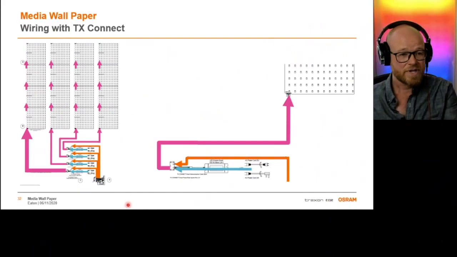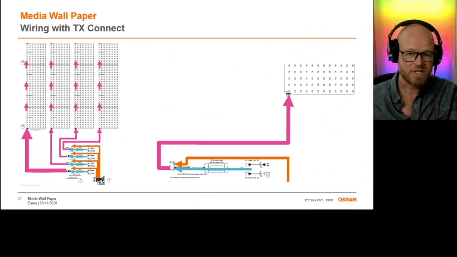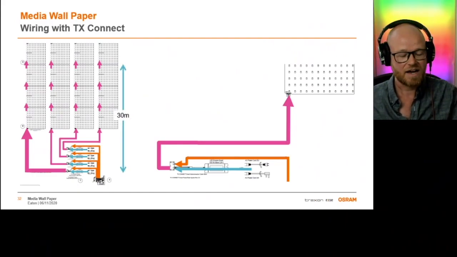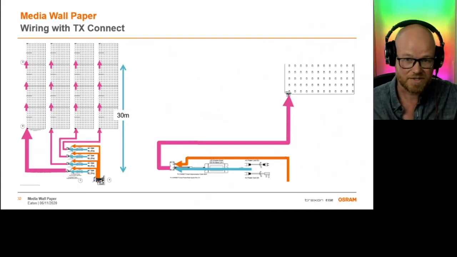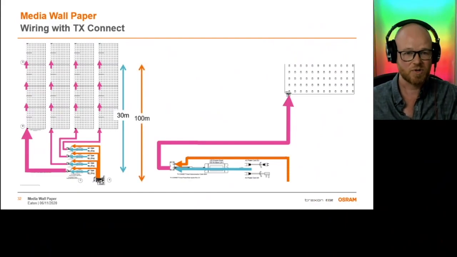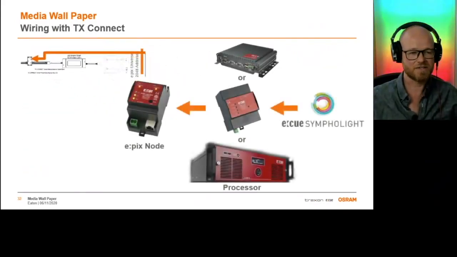And at that point, between our scalable control solutions and the scalability of this solution, you're really only constrained by needing to keep the last sheet of your daisy chain 30 meters away from your power supply and 100 meters away from your control processor. So let's talk about what those control processors are.